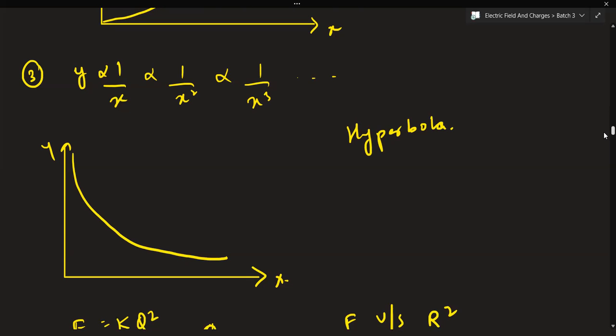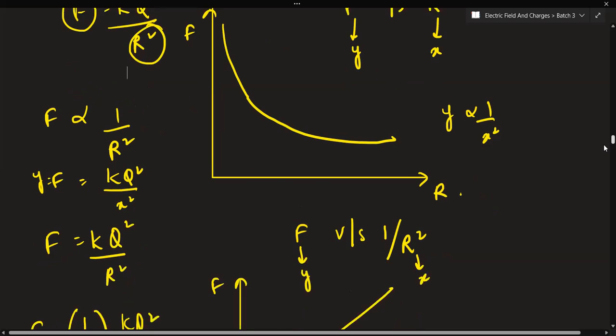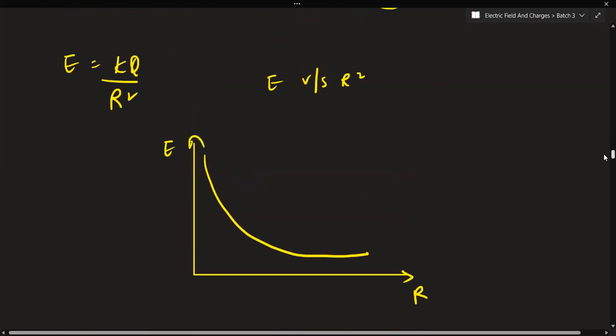These are the basics. So if you have force versus r square, F is equal to kq by r square, means force is inversely proportional to r square. So you get a hyperbola, the third case that we had seen. And similarly is the graph of electric field. Electric field versus r square will be what? Electric field is inversely proportional to square of r. So this shows that this is the relation between electric field and r.